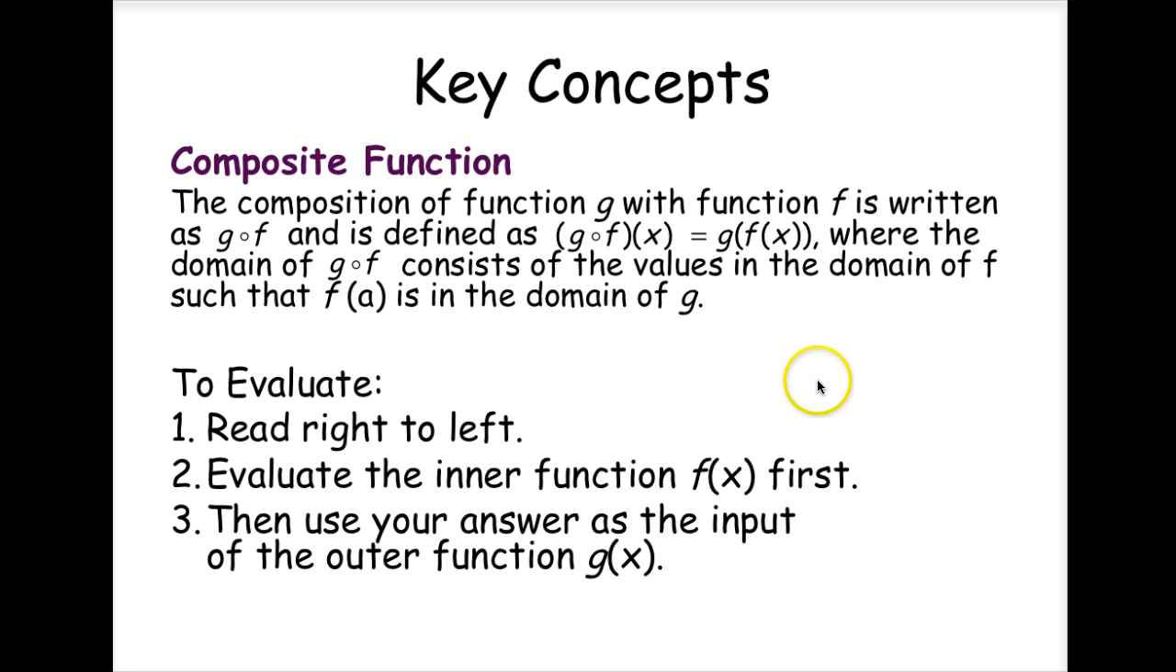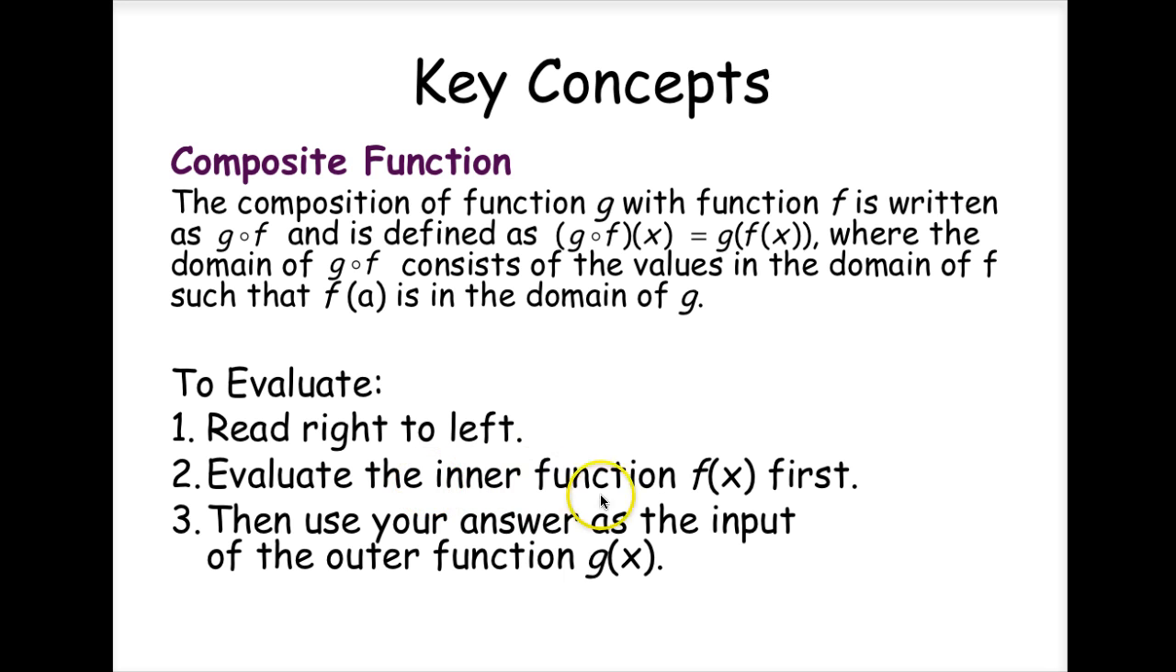Now for composite functions. The composition of function g with function f is written as g circle f. Notice the open circle. It is defined as g of f of x, where it equals g, and then in the center parentheses f of x, where the domain of g circle f consists of the values in the domain of f such that f of x is in the domain of g. We always evaluate reading it right to left.